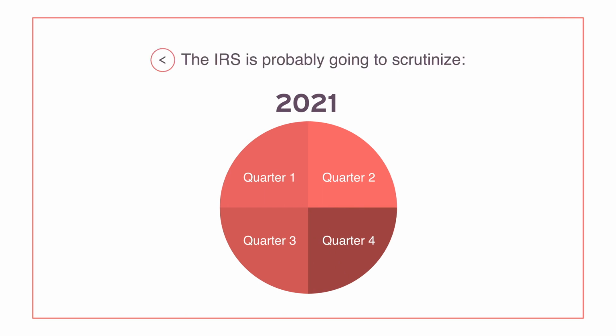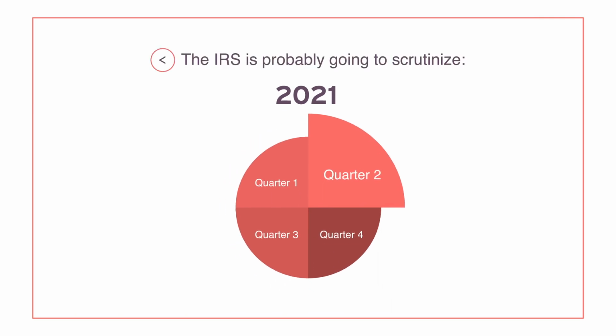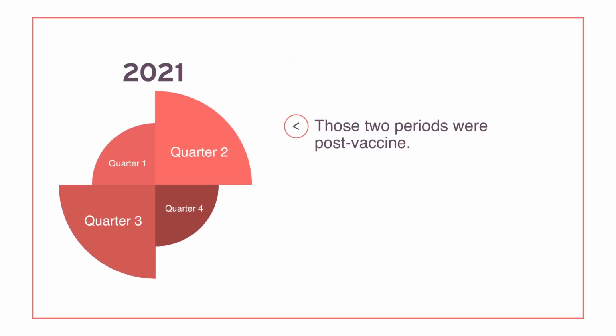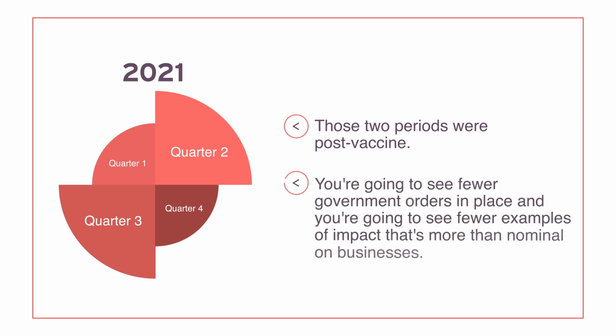Not to make any political biases, but states that tend to be more politically conservative or tend to be Republican states tend to have less stringent government orders in place than Democratic states or blue states. In particular, the IRS is probably going to scrutinize the second quarter and the third quarter of 2021 because those two periods were post-vaccine. And so as a result, you're going to see fewer government orders in place and you're going to see fewer examples of impact that's more than nominal on businesses.